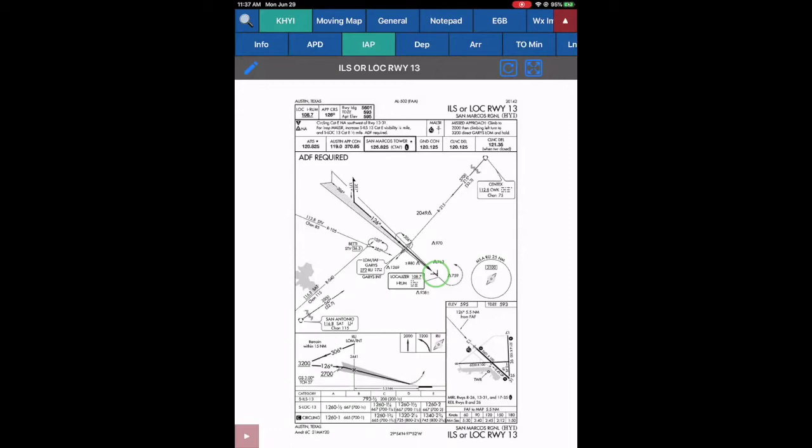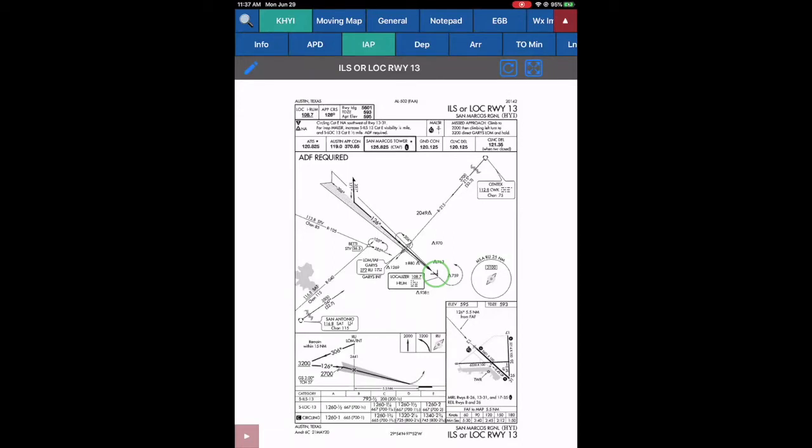Look at all of the approaches. Can you fly them? Are they compatible? Look at the symbology. Make sure you know what all of the symbols mean. I can easily do about a 45-minute ground eval on just one instrument approach chart. So a lot of things that we could be asked.